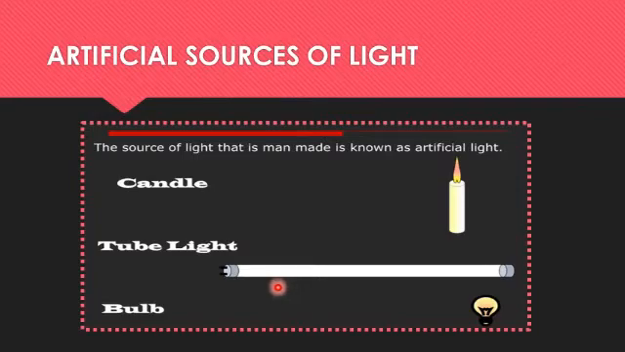We can also see using tube light, we can see things around us. Same is the case with a bulb. Bulb and tube light use electrical energy and give us light. So these sources of light are all man-made sources, so we call them artificial light sources.